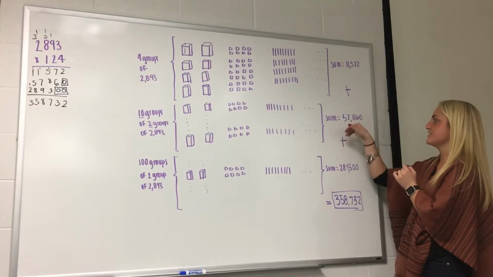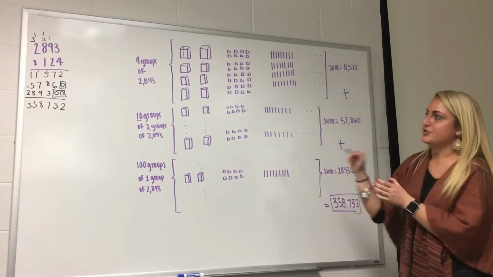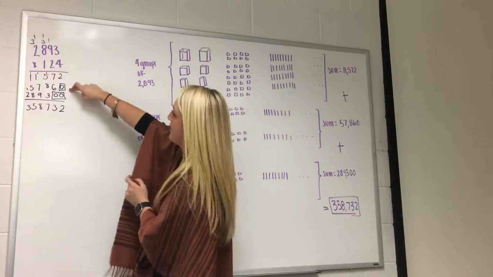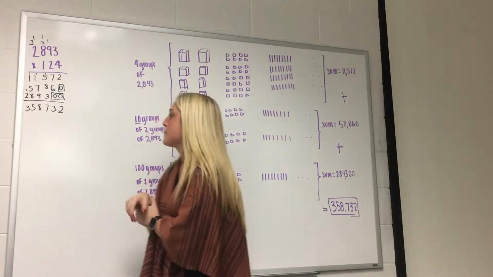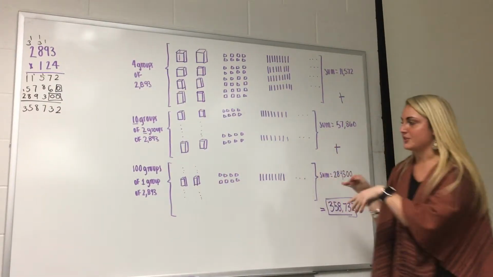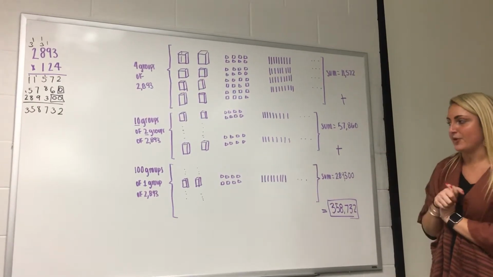So when we have this chunk 10 times, our sum for all of that when we add together is going to be 57,860, which is what we have over here as well, 57,860. So we add that to our multiplication, and we go down to the last step that we have to do.